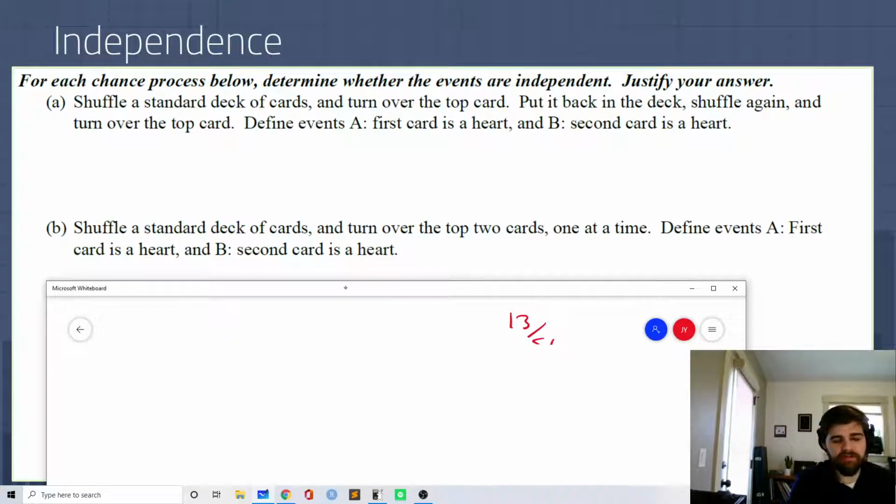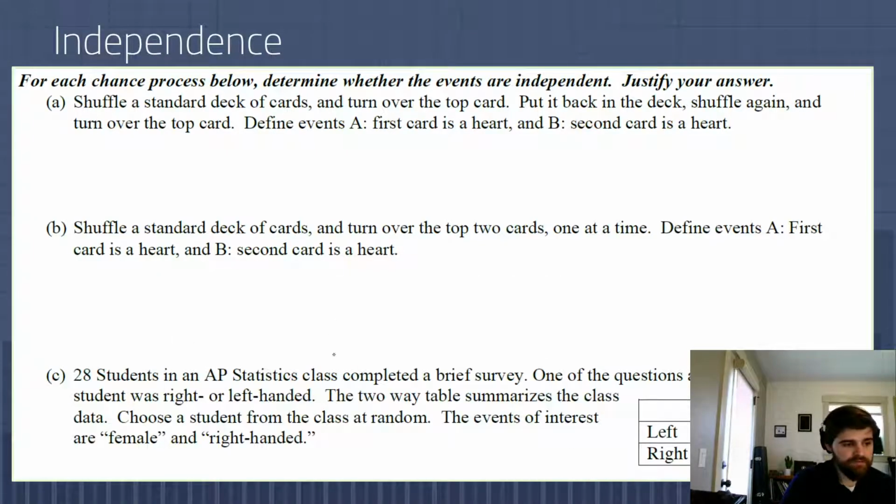Lastly, we can take a look at problems that are not so obvious. For this one, it says we have some students in an AP statistics class, and some of them are male, some of them are female, some are left-handed, some are right-handed. We want to know if those events are independent: if a randomly chosen student being female and a randomly chosen student being right-handed are independent. For this type of problem, we have to take a closer look at the numbers. And we'll take a look at an example.